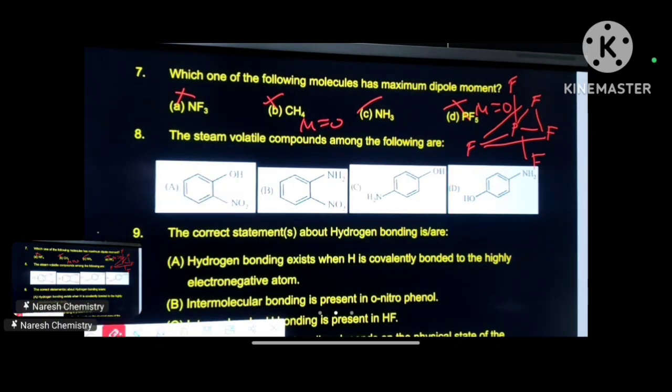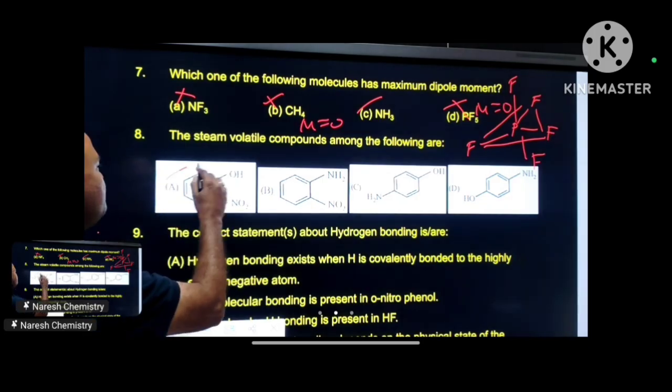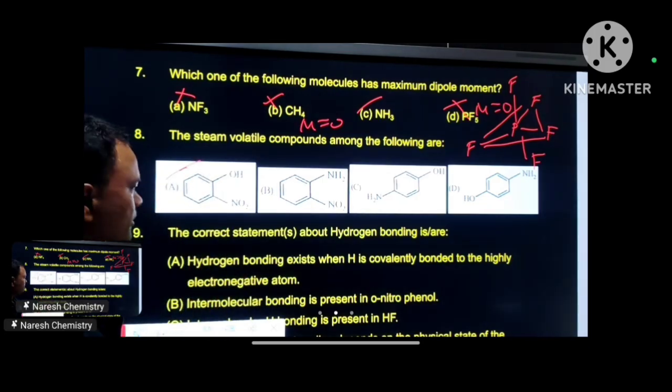Now, what is the answer? Steam volatile compound means intramolecular, which is having intramolecular. A. Orthonitrophenol. A is orthonitrophenol. Please correct the answer. Right. Next, ninth one.